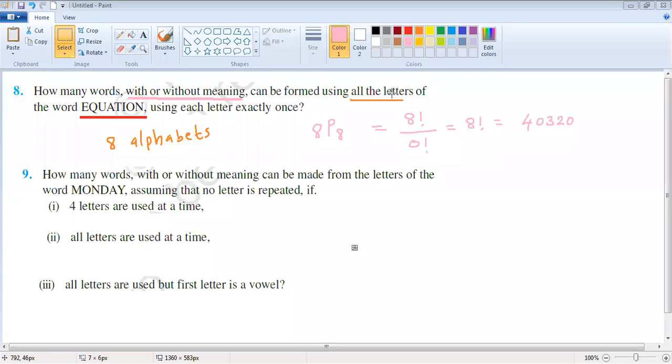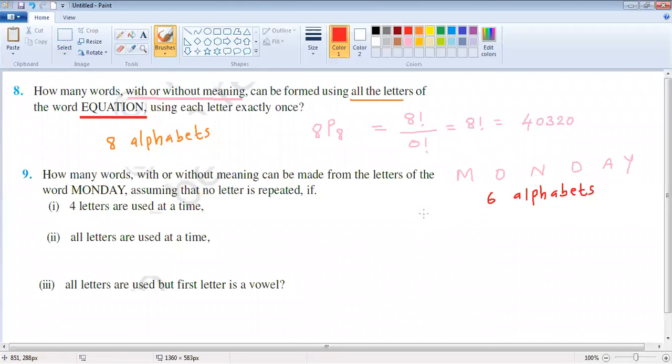Now look at question number 9. How many words, with or without meaning, can be formed from the letters of the word MONDAY? So you can see MONDAY. None of the alphabets are repeating, so there are 6 alphabets. The question is, how many words you can form, with or without meaning, from the letters of the word, 4 letters at a time. You can use only 4 letters.